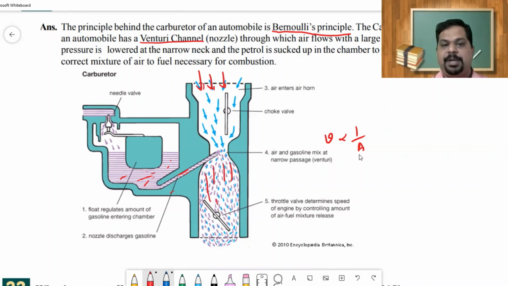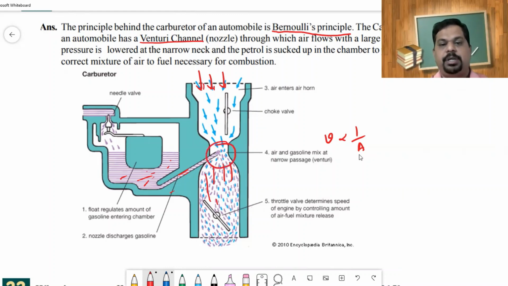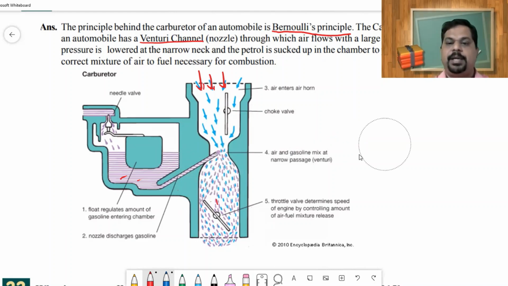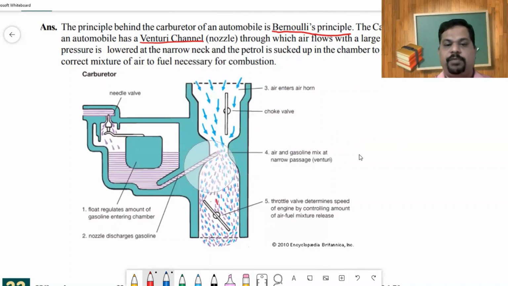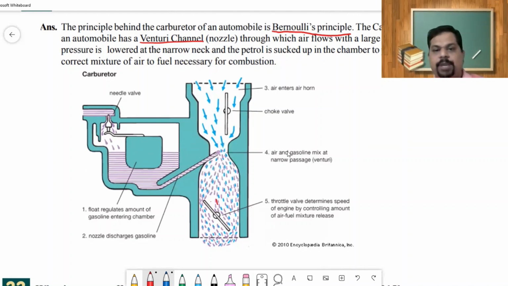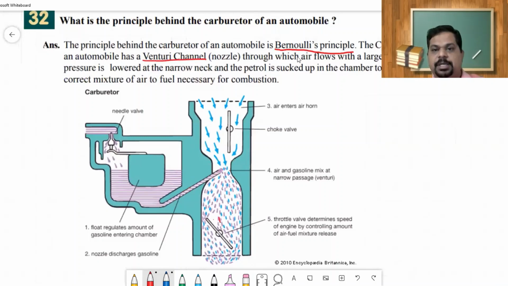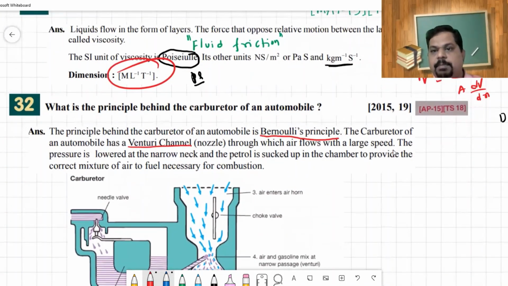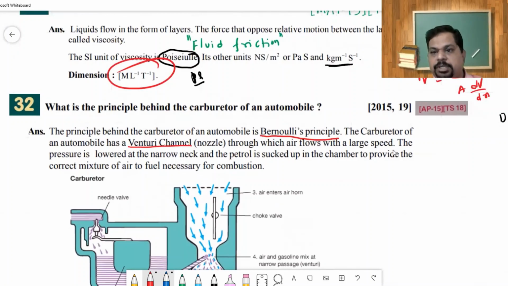So here what is happening? When the air moves very fast, it creates a low pressure. Because of that, the petrol will be sucked up. This petrol and air will be given to the ignition chamber and thereby the combustion chamber. Thereby the right amount of fuel can be burned. So this is the working of a carburetor. So one important word you need to understand is it works on Bernoulli's principle. That is the more important point you need to mention there.